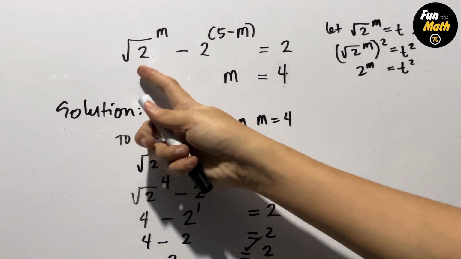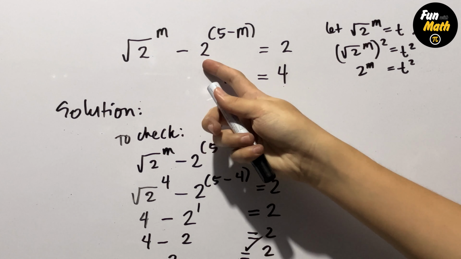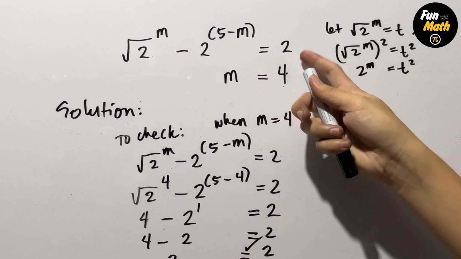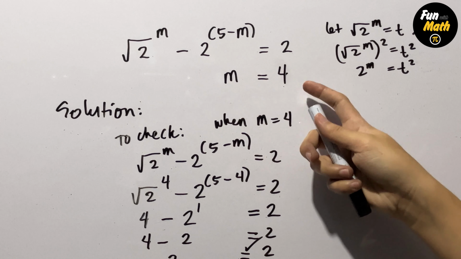Therefore, square root of 2 to the power of m minus 2 to the power of 5 minus m is equal to 2. The value of m is equal to 4.